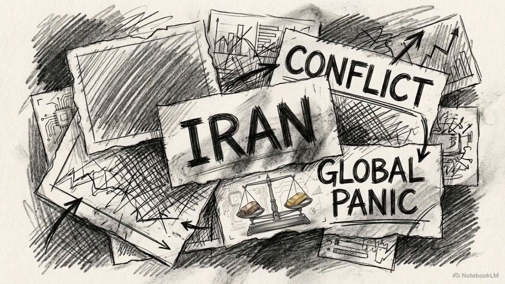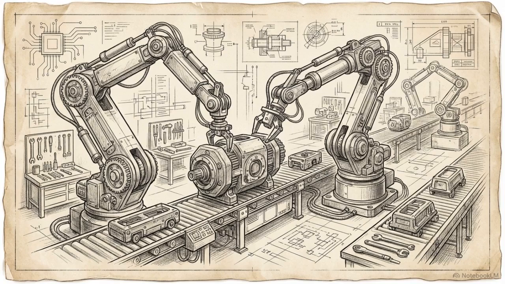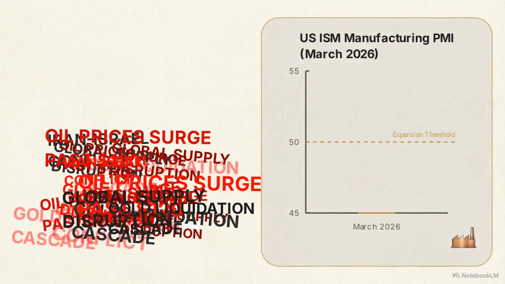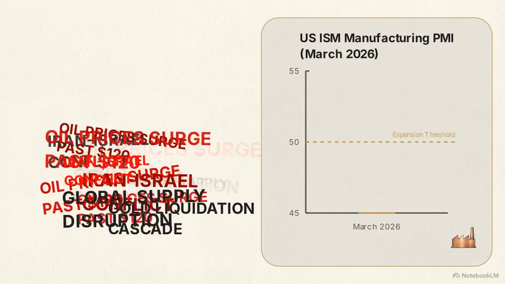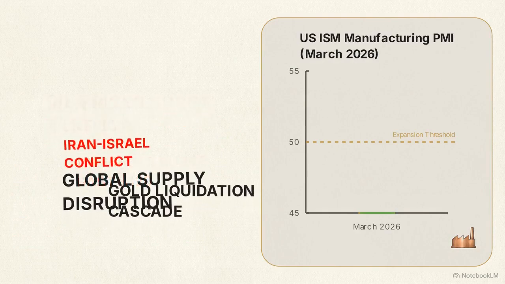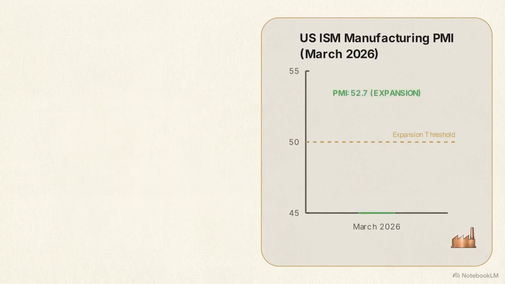Before committing capital, we must verify that this ratio extreme is driven by geopolitical panic, rather than a genuine collapse in U.S. industrial health. We need a real economy check. Pull up the U.S. ISM Manufacturing PMI for March 2026. While headlines focus on the Iran conflict, the PMI registers at 52.7. Any number above 50 indicates economic expansion. Manufacturers are actively increasing production.